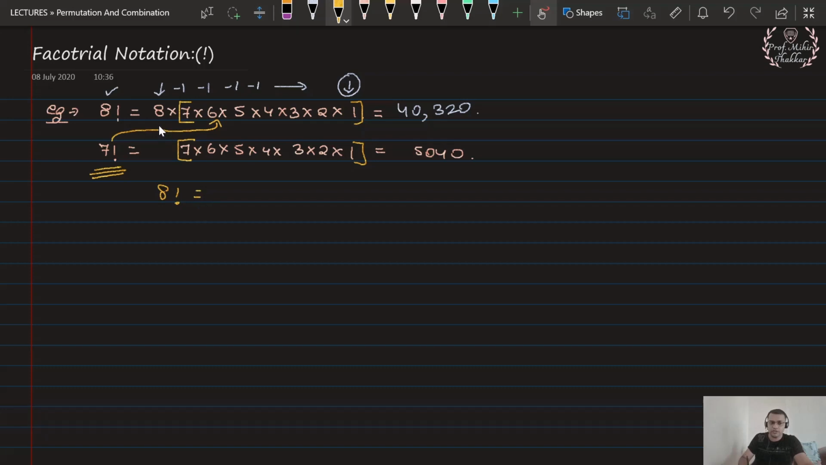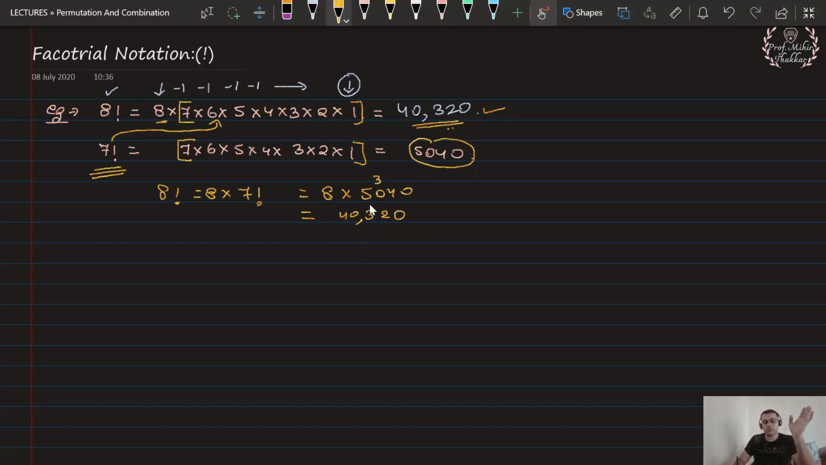So in general I can say that 8 factorial can be written as 8 multiplied by 7 factorial. Now, 7 factorial was 5040, so I will get 8 into 5040. Let us check whether we get the same answer. 8 into 0 is 0, 8 into 4 is 32, carry 3, 8 fives are 40. You can observe we got exactly the same number. So this is applicable for all possible whole numbers.